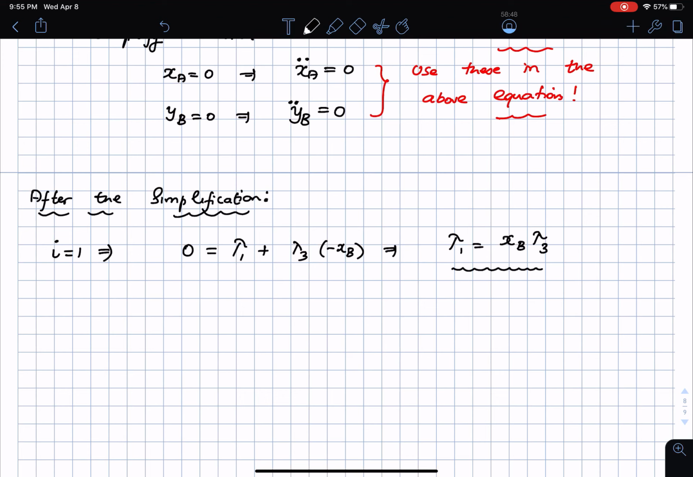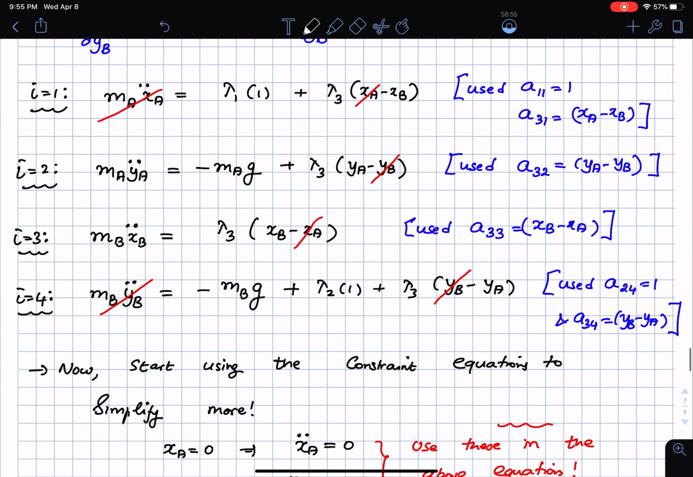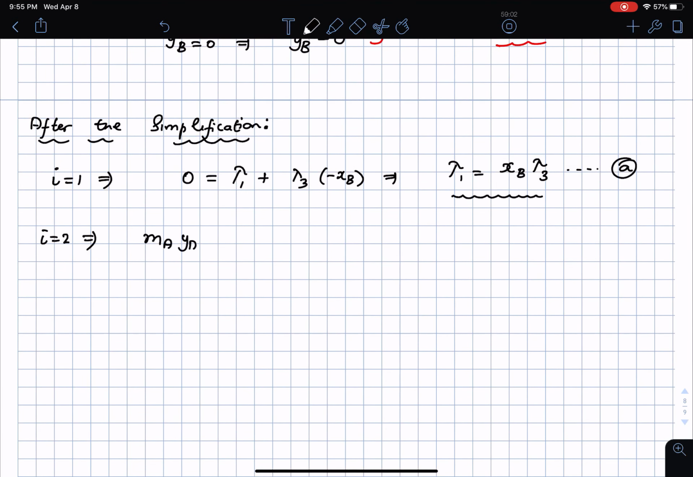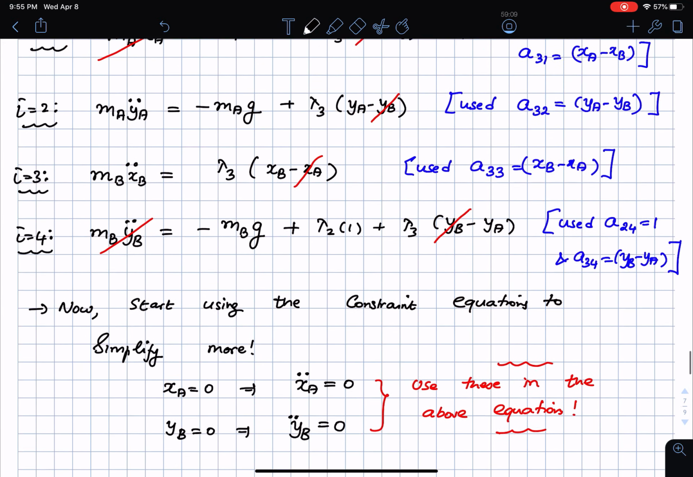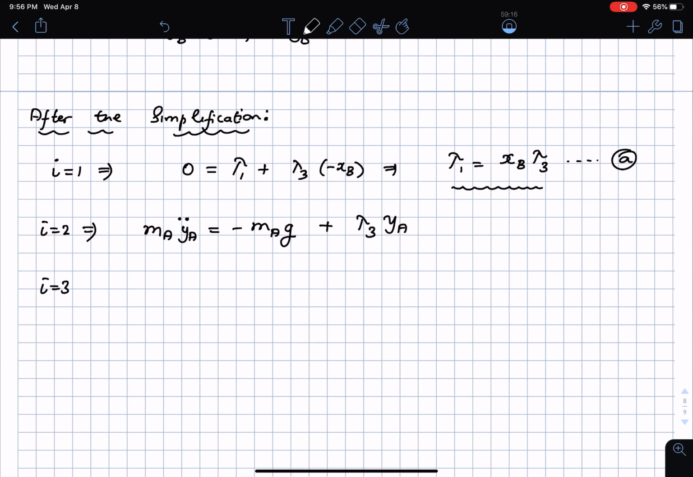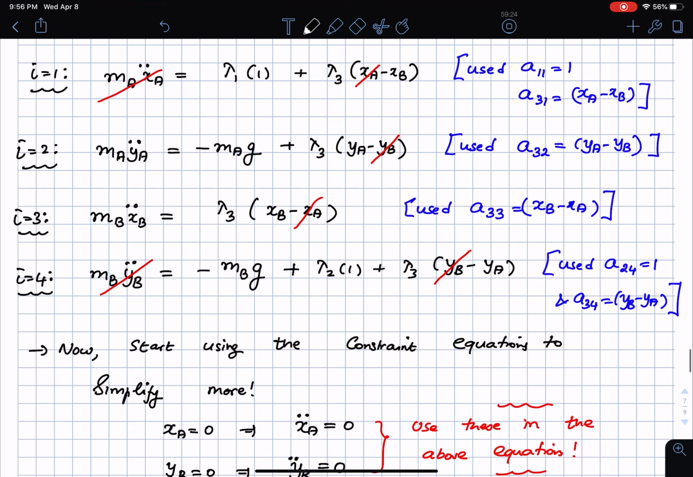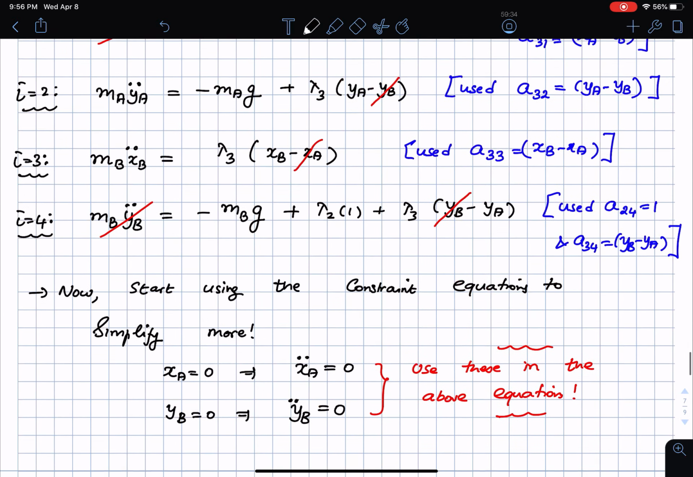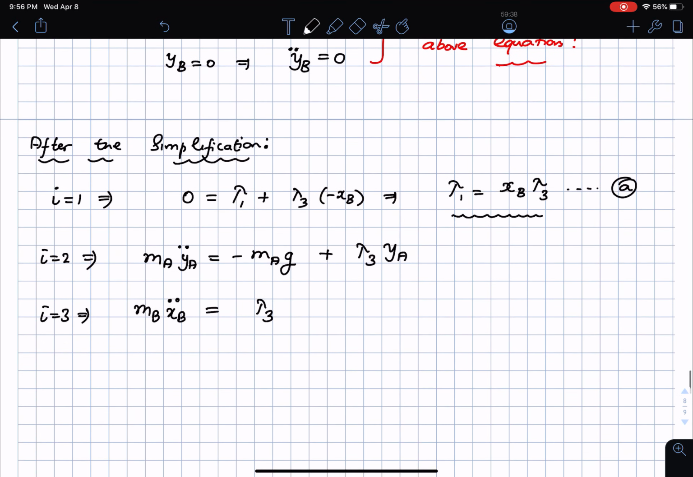So that is one thing that I have. I'm going to call that A. Then i is equal to 2 tells me the following. Ya double dot is not 0, so I'm going to have ma ya double dot is equal to minus ma times g plus lambda 3 times ya. Nothing going on here. Then i is equal to 3. Well, I don't have 0 for that, I'm sorry. I have mb xb double dot is equal to lambda 3 times xb, which is quite obvious.